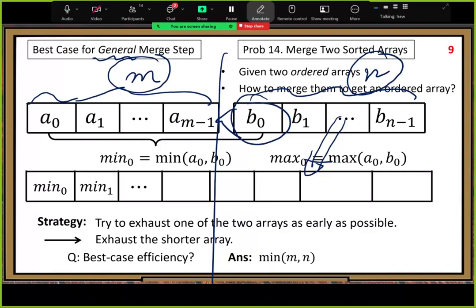So when I ask you the best case, some students give me the answer 1, because they compare B0 with the last element in the A subarray, and under the assumption B0 is greater than A[m minus 1], then you only need one comparison. You can get all your data ordered. Yeah, that's correct. But that's not the standard. So when I ask you, we run the standard merge step.